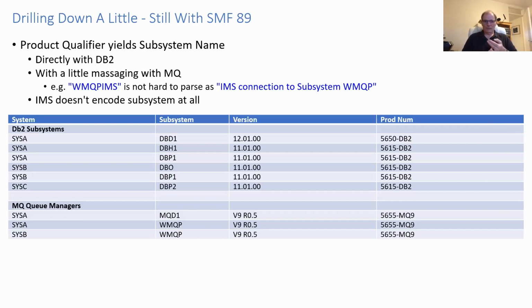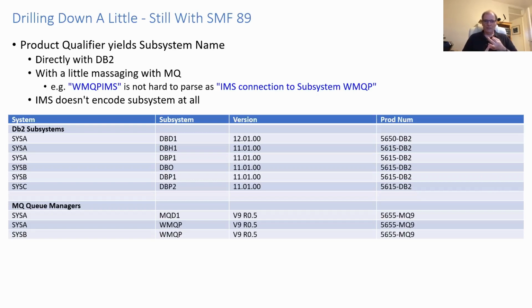With a little massaging, I've obviously never had one. I need one now, don't I? With MQ, you can actually, again, pick up what the queue manager name is. So for example, if you're confronted with an MQ product qualifier of MQP IMS, you can read that as the IMS connection to subsystem WMQP. Not really difficult, I would say.